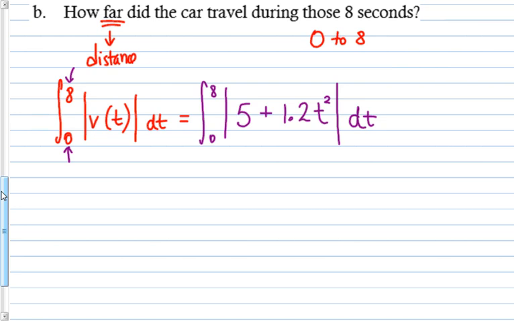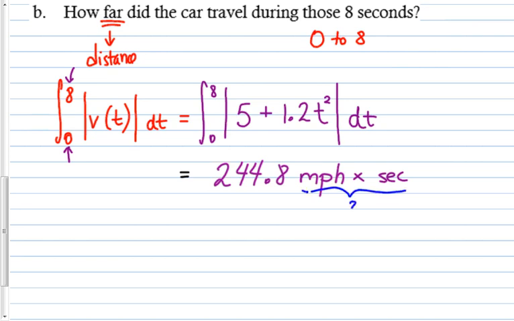Okay, so you integrate that. Again, I'm going to let you do it on your calculator to save some time. So you plug that in the calculator with the absolute value, and you get this, or you should anyway. And then this is miles per hour times seconds. I know, it's really weird. Now, distance should be in miles. It shouldn't be miles per hour times seconds. That's not a unit of measure that we normally work with, right? Like what is this?